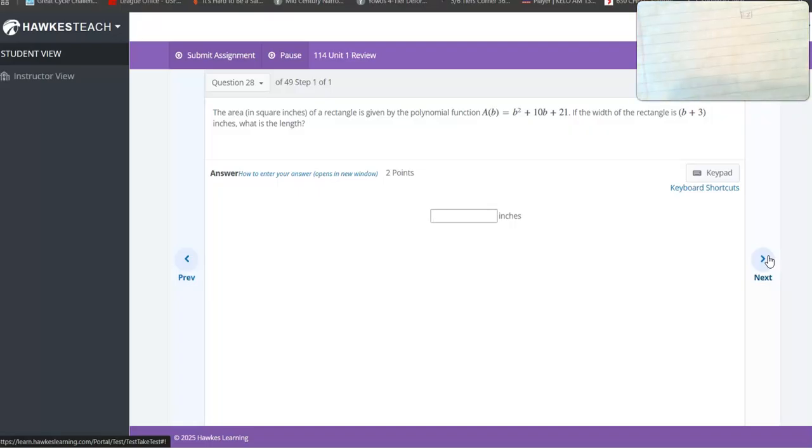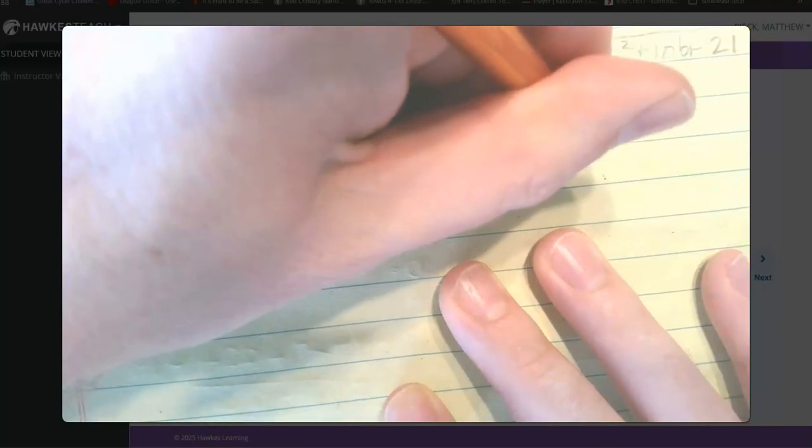So the next one here, they have the area is given by the polynomial function A of b equals b squared plus 10b plus 21. And we have the width is b plus 3. And we're asked to find the length. All right. So again, area of a rectangle is length times width.